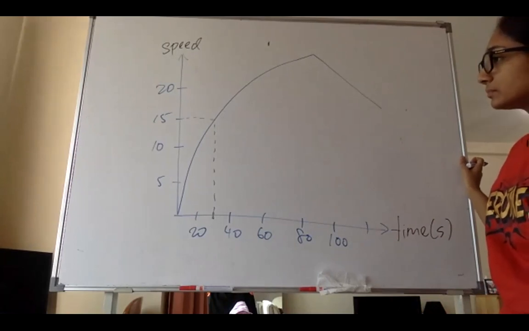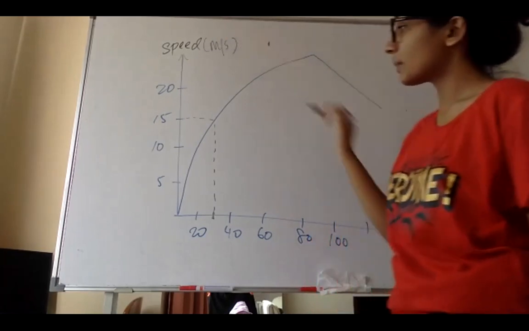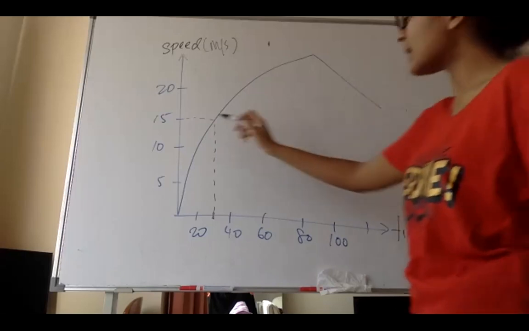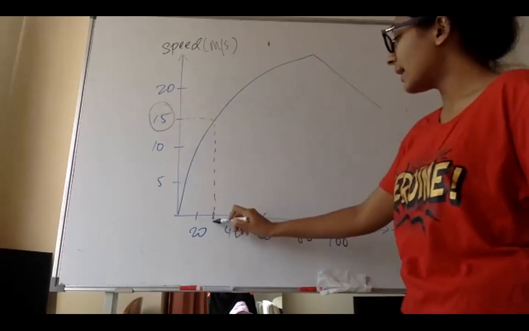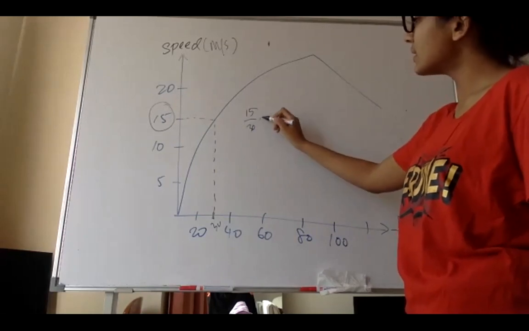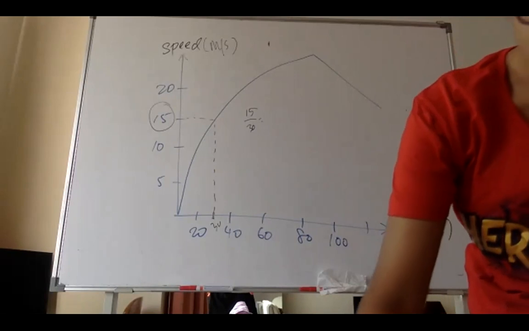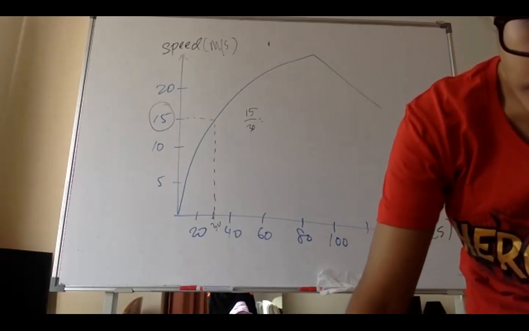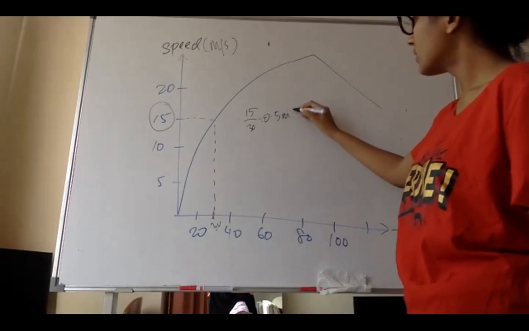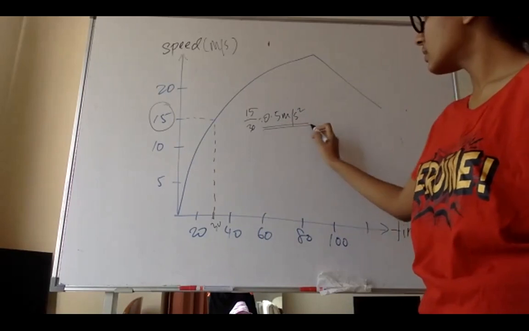15? Yeah, I think it's about 15 or so. So I take my speed divided by time. So 15 over 30, which is, what is 15 over 30? 0.5. Okay, so that will be your acceleration.